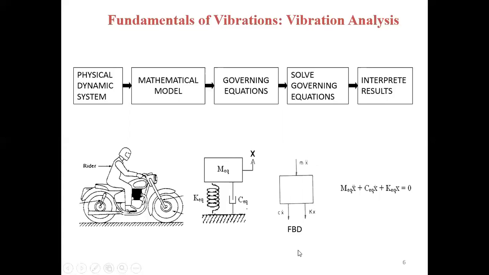Now, with the help of this free body diagram we can generate the equation of motion like this: m into x double dot, where x double dot means the acceleration due to the gravitational force, plus c equivalent into x dot, right? C equivalent, because if there is more than one damper, then you have to find the equivalent damping coefficient for the vibratory system. Same with K equivalent: if more than one spring is used in the vibratory system, then you have to find the equivalent stiffness for the vibratory system.